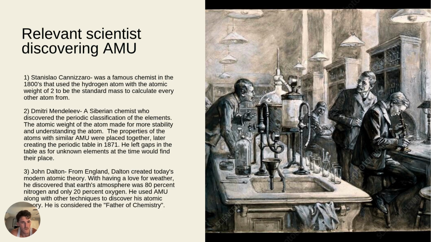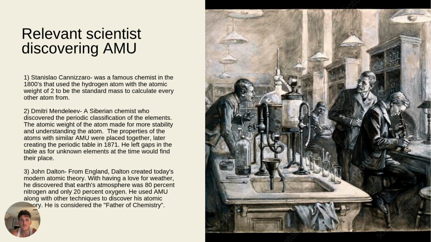And then Mr. John Dalton from England. Dalton created today's modern atomic theory, and with a love for weather, he discovered that Earth's atmosphere was 80% hydrogen and only 20% oxygen, which is absurd to me considering you need oxygen to live. Apparently you need hydrogen more than oxygen, I guess. But yeah, there are pretty cool scientists who were able to find out a lot from just a little by the atomic mass.